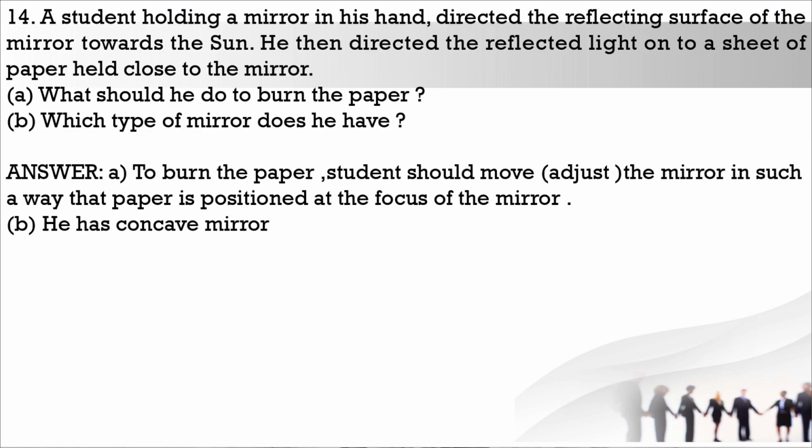Question 14. A student holding a mirror in his hand directed the reflecting surface of the mirror toward the sun, then directed the reflected light onto a sheet of paper held close to the mirror. A. What should he do to burn the paper? B. Which type of mirror does he have? To burn the paper, the student should move the mirror in such a way that the paper is positioned at the focus of the mirror. B. He has a concave mirror.